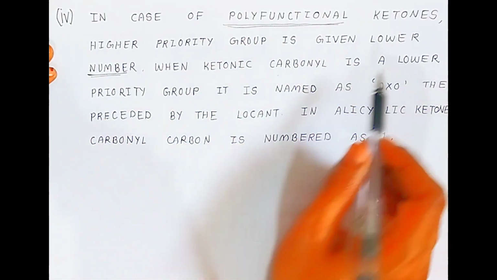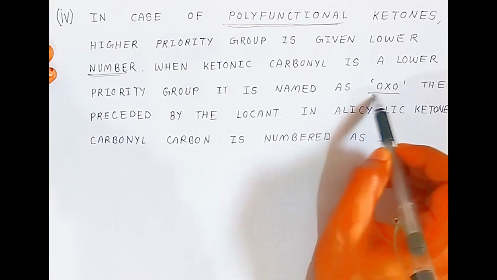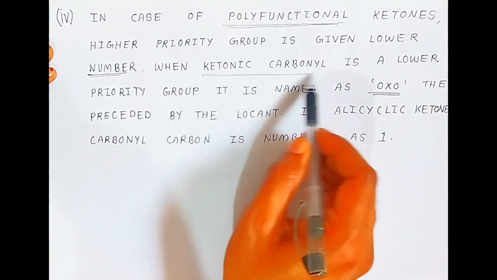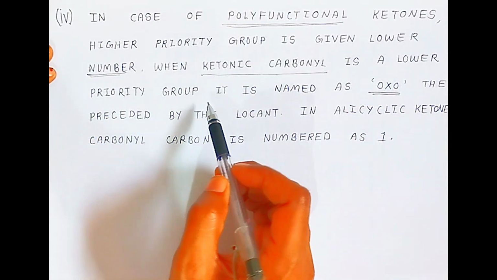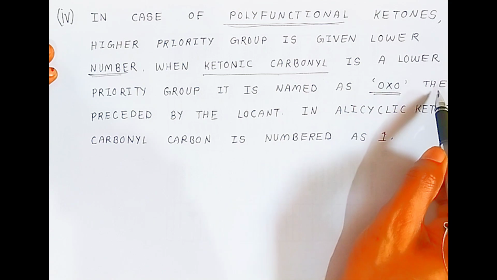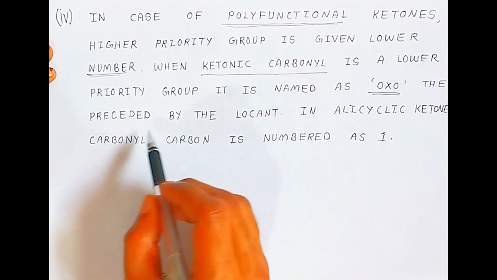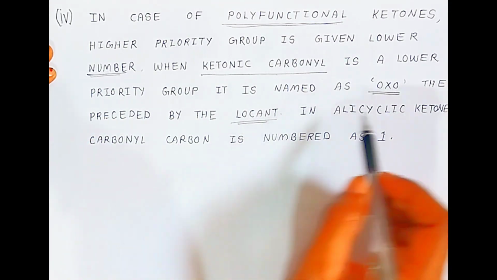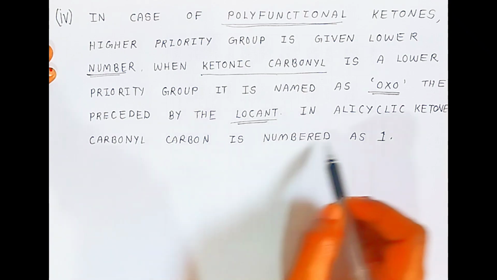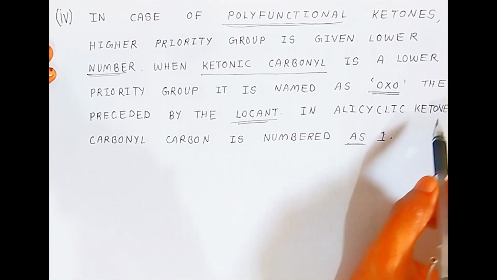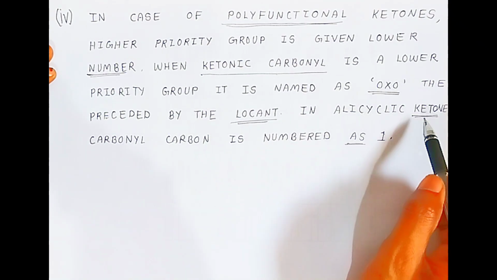So for the higher priority group, we are going to give the lower number. When the ketone carbonyl is a lower priority group, it is named as oxo, and that is preceded by the locant. In alicyclic ketone, students, the carbon is numbered as what? 1. So we have to give the ketone the number 1. We have to start the numbering from the ketone side.